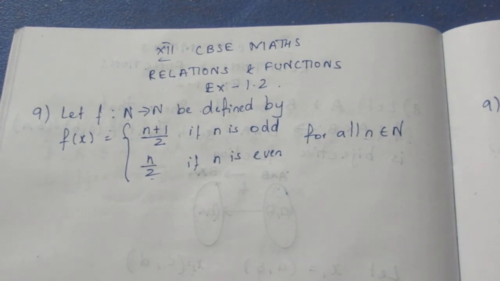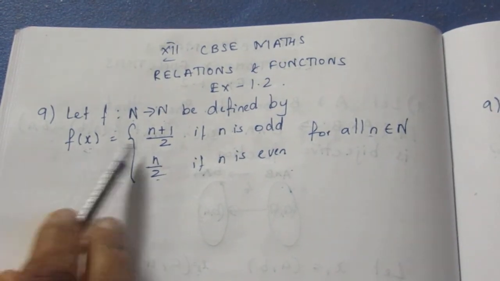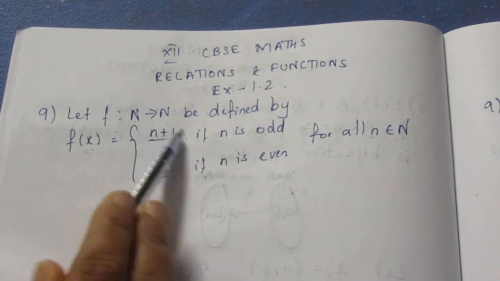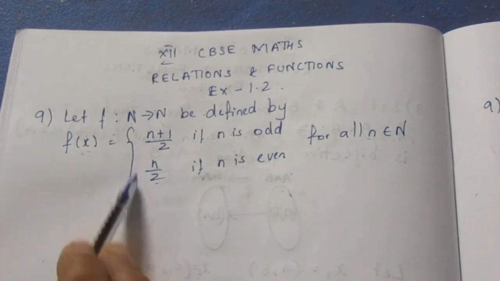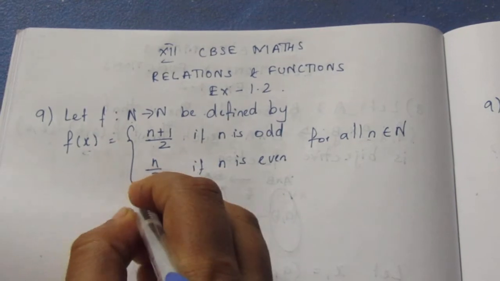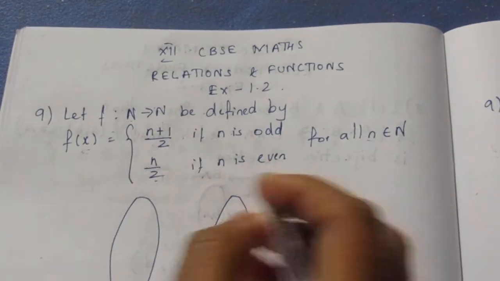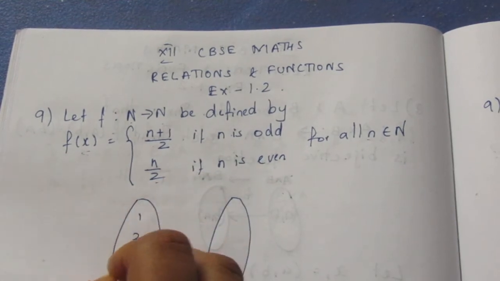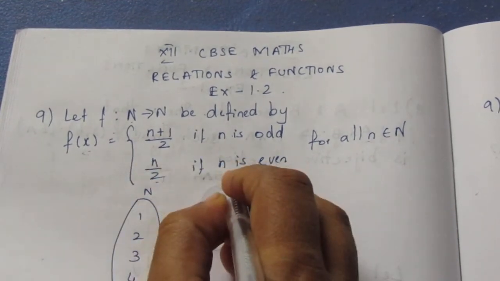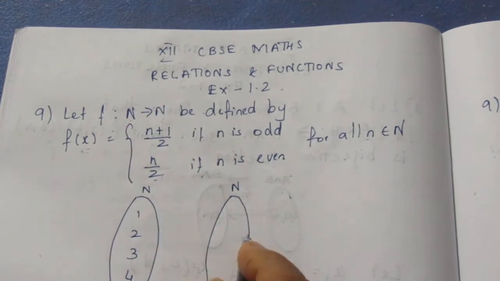Here they have given two f of x, that is, if n is odd we need to use this, for even we need to use this. So let me draw and explain it in an arrow diagram. I am going to take 1, 2, 3, 4 because it is natural numbers to natural numbers, right? Natural numbers to natural numbers.